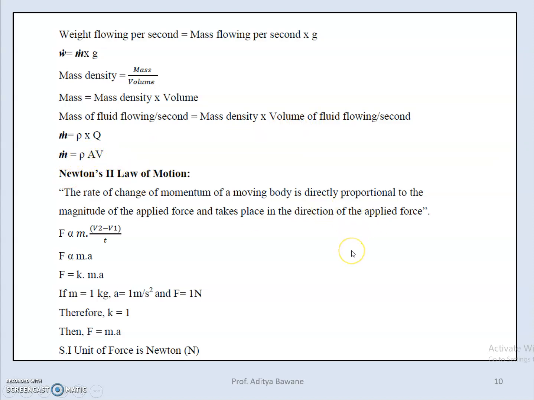We know that Newton's second law of motion states that the rate of change of momentum of a body is directly proportional to the magnitude of the applied force and takes place in the direction of the applied force, which is nothing but force equals mass into acceleration. That we know. Removing the constant k, considered as 1, we get force equals mass into acceleration. The unit is Newton.